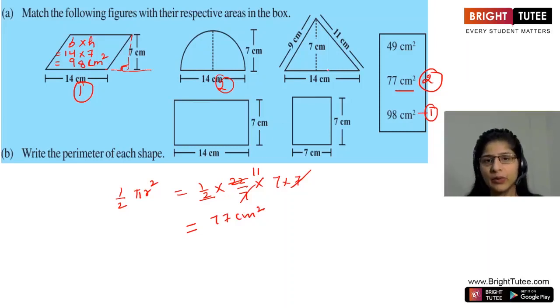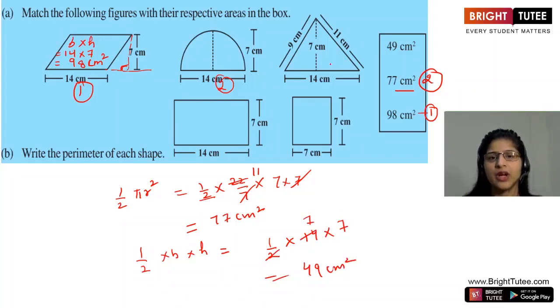Now in the third one, we have 9 centimeter, 11 centimeter and 14 centimeter. This 7 centimeter is the height given to us. The area of a triangle is half into base into height. Half into, what is the base given? 14. Height is given to be 7. So 2 sevens are 14, 7 into 7 is 49 square centimeter. So for the third figure, the answer is 49 square centimeter. Clear? So I hope the first part is clear.